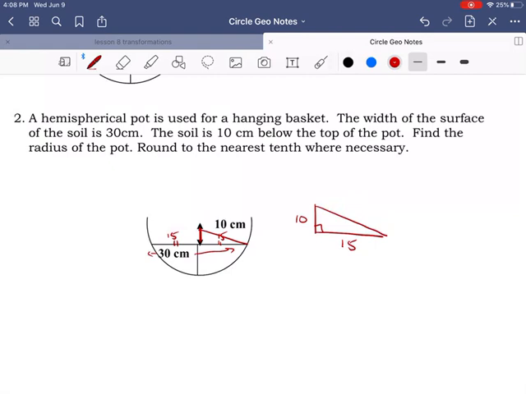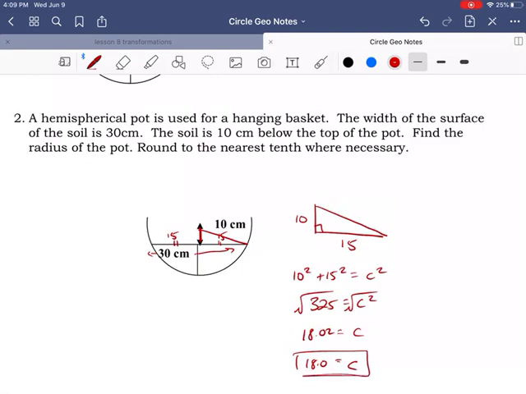So 10 squared plus 15 squared is equal to C squared. So 15 squared plus 10 squared is 325. Take the square root, and we get 18.02. So if we're rounding it to the nearest tenth, that's 18.0 will be the radius.